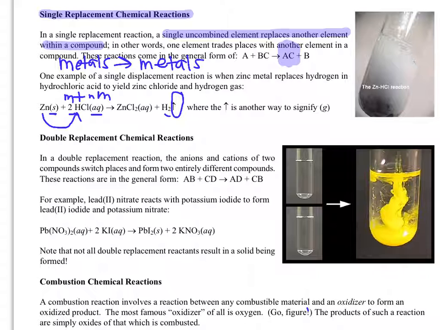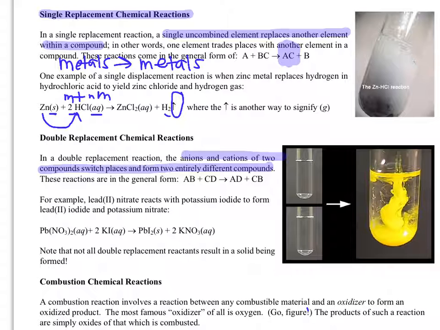Double replacement chemical reactions. In a double replacement reaction, the anions and cations of 2 compounds switch places and form 2 entirely different compounds. And this was the most dramatic slide on our lesson last year, where we had 2 couples go to the dance, and then they switch partners and leave the dance 2 brand new couples. So we had Fred and Wilma go to the dance together. We had Barney and Betty go to the dance together. And then after the dance was over, Fred left with Betty, Barney left with Wilma. Very traumatic, I know.